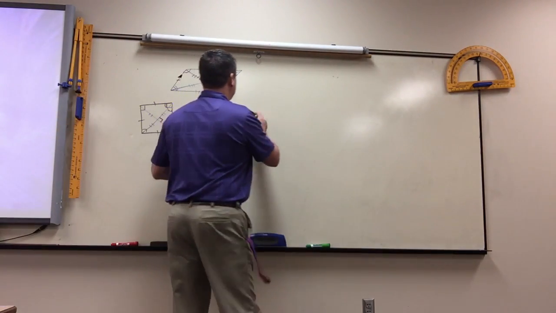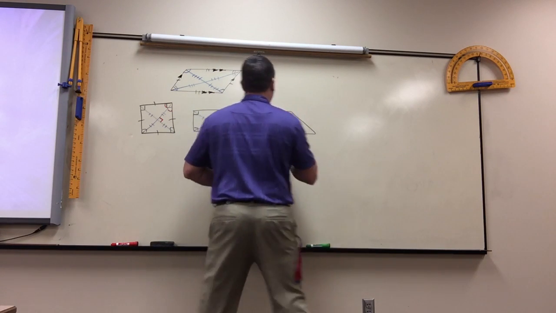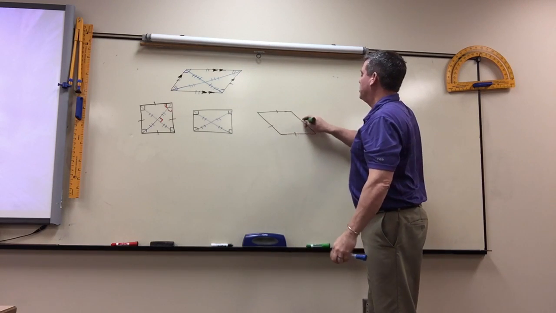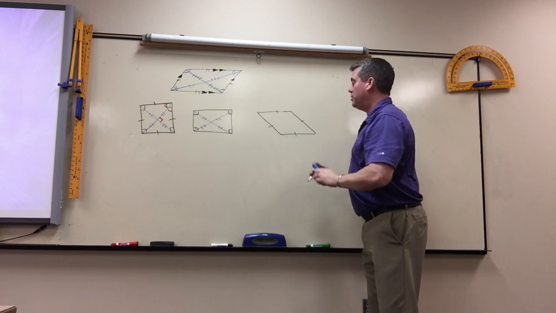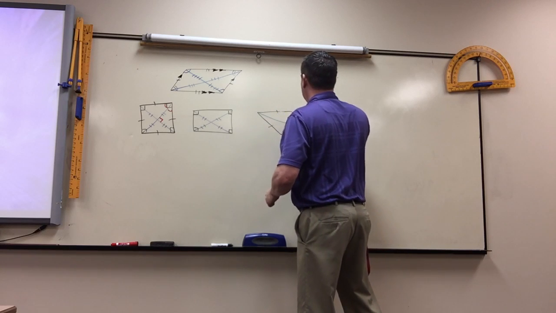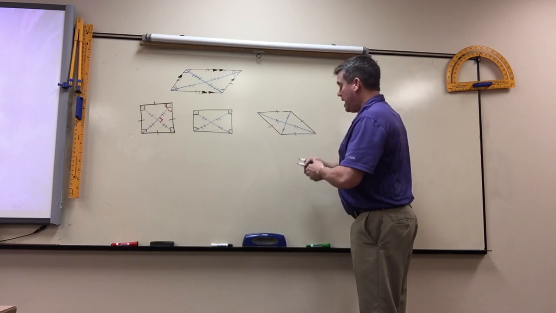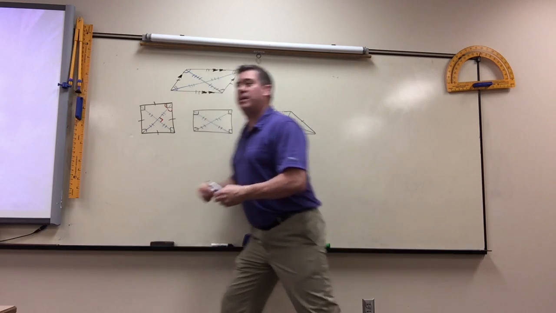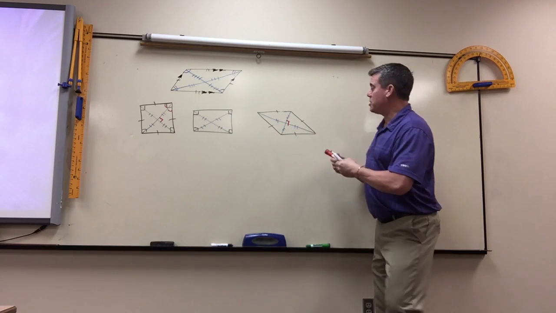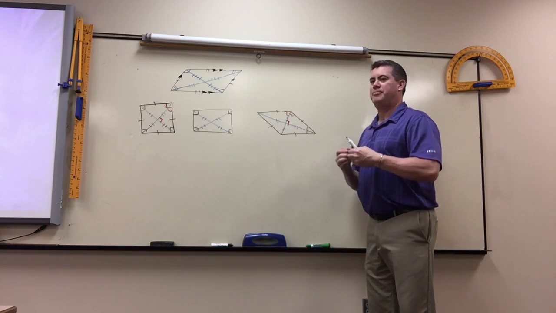And then in a rhombus, again, everything true is true up here. All the sides are equal. Opposite angles are congruent. Diagonals do bisect each other, so this piece equals that one, and this equals that. And they are perpendicular like in a square. And these angles are bisected also like in a square. Okay?